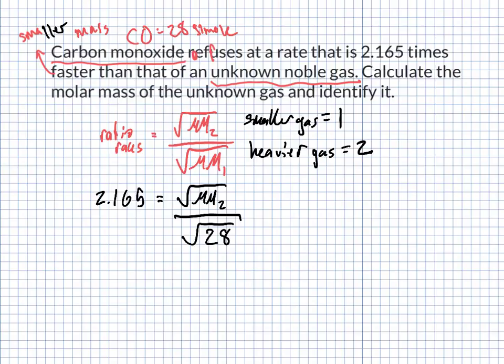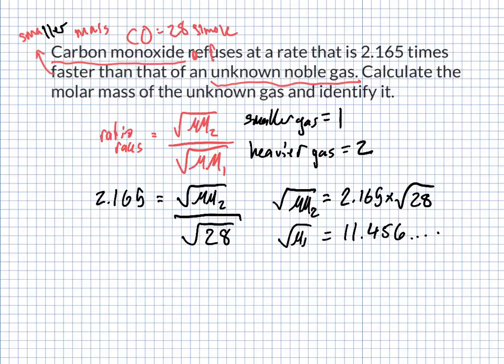Okay, so if I need the molar mass of gas 2, this is in a denominator, it's divided, so to clear it out I need to multiply, so that's 2.165 times the square root of 28. You need to know how to enter that in your calculator and not mess it up. So if you do all that in your calculator, go ahead and try it out. What you should get is 11.456 and so on. That equals the square root of the molar mass.